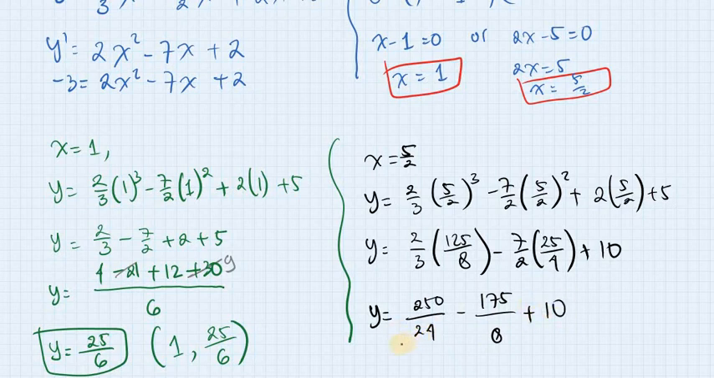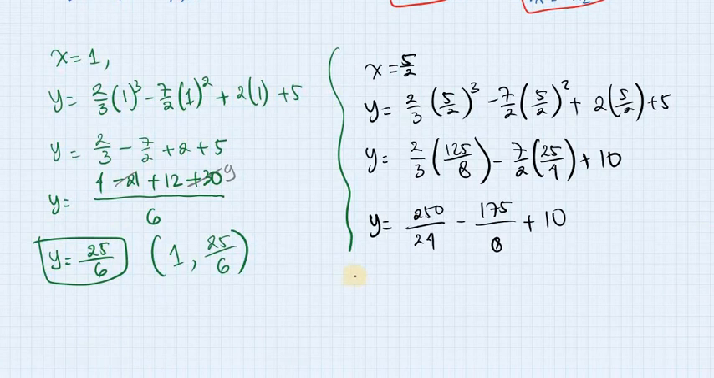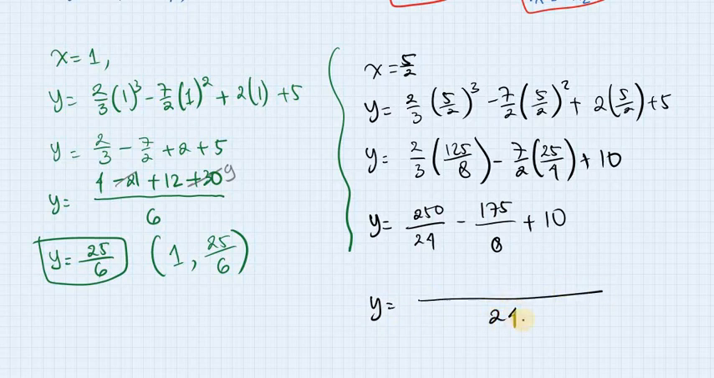Let's make all the denominators the same. Can we divide 250 by 3? No, we cannot. We have to change all of them into something divided by 24. So y equals something divided by 24. What will we have? 250 minus 175 times 3, which is 525, plus 24 times 10, 240.